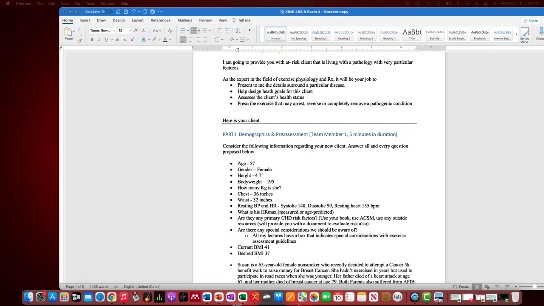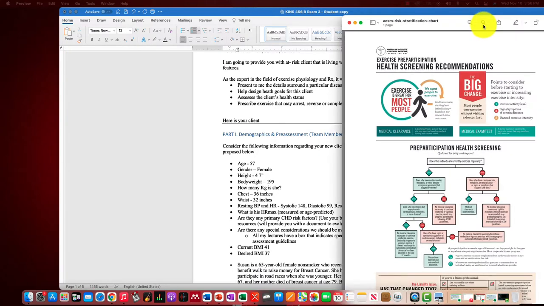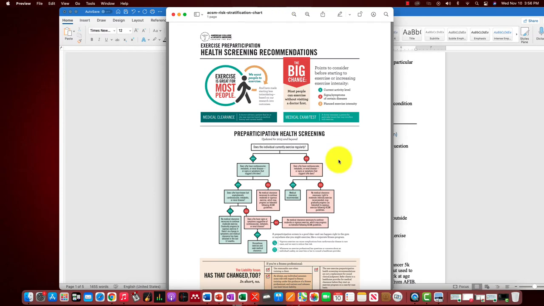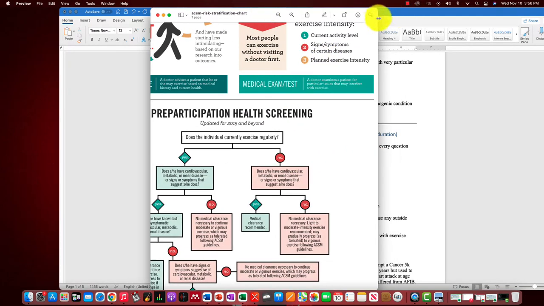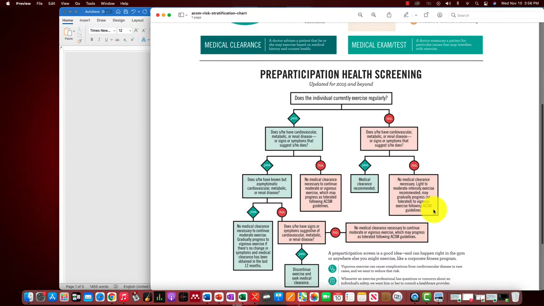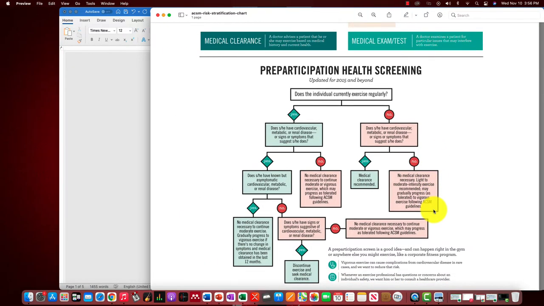And I'm going to get one more thing here for you guys. ACSM. Let me get this one more thing up here for you. I'm also going to provide you with this. If you're in 456A, you already know what this is. But if you're uncertain if she is at risk, answer these questions.